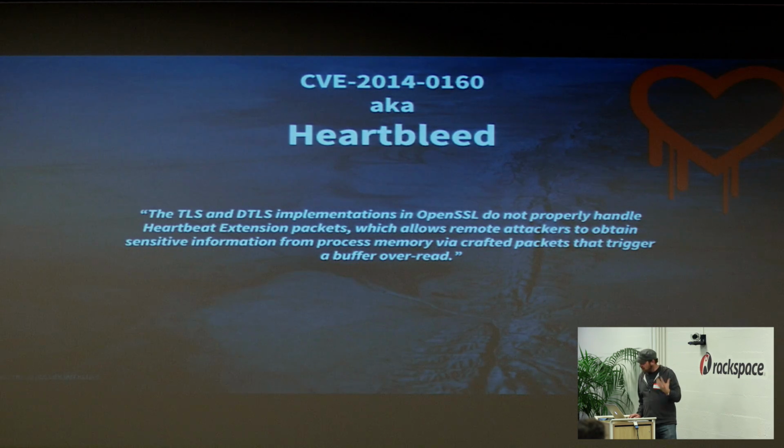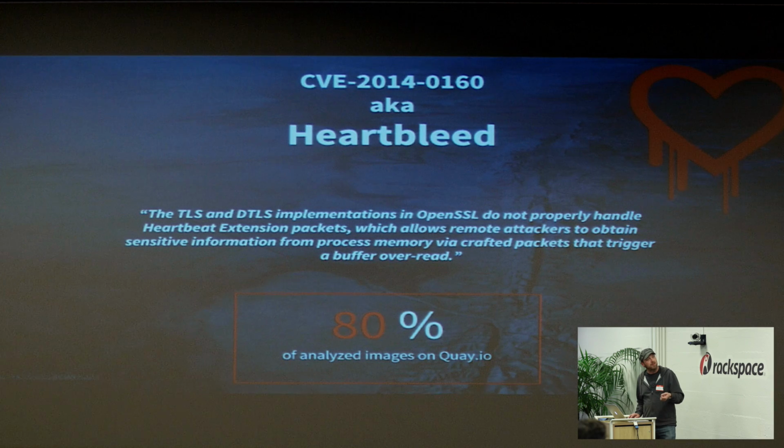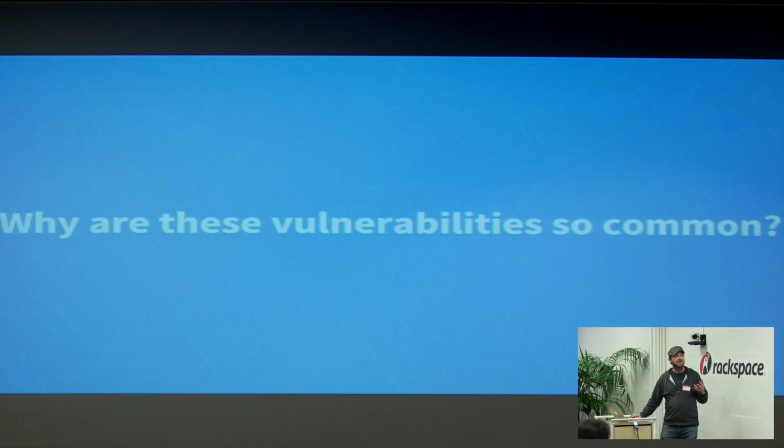However, at around the same time of investigation, we looked for an even more famous and perhaps even more dangerous bug called Heartbleed. This was in OpenSSL implementations. It affected wire security for all kinds of things using TLS to protect communications. We found Heartbleed in about 80% of all of the images that were on Quay.io in December and January. That's pretty bad, I think. I'm not a security guy, but it just seems like a bad deal. Why are these vulnerabilities so common?